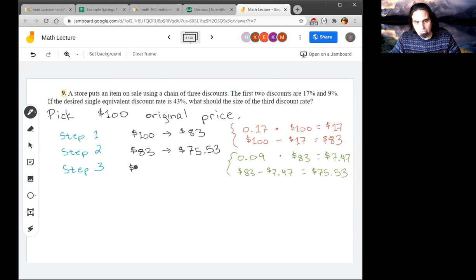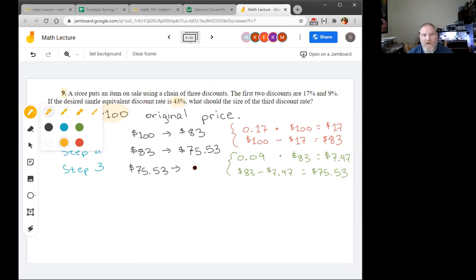Now I'm taking the 75.53 and I want to get down to 43%. Oops, that's not highlight. 43% off of 100. So if we get rid of 43%, get rid of 43 bucks, what's left? 57.